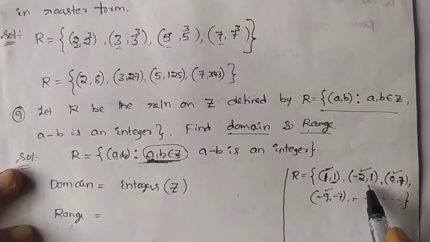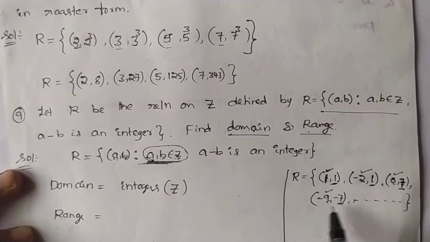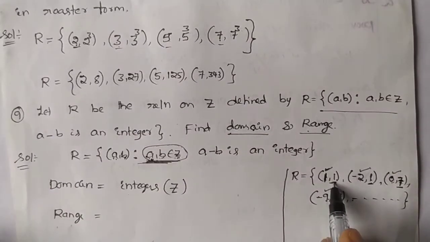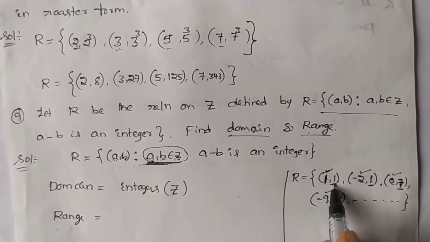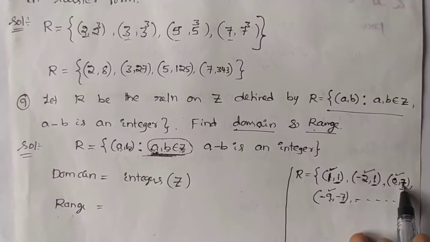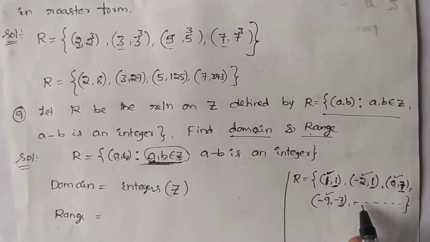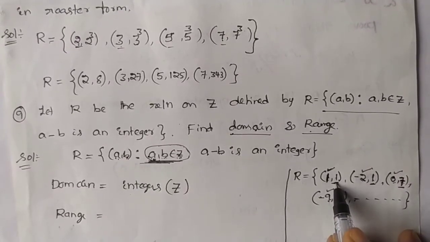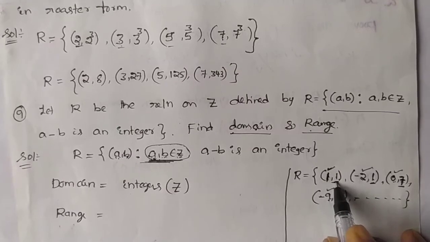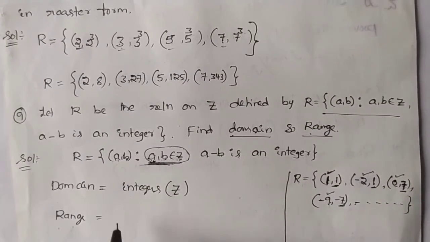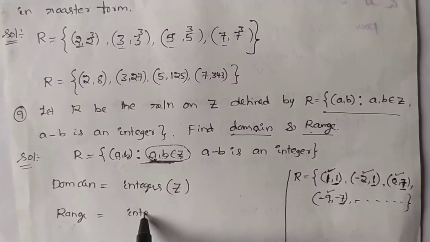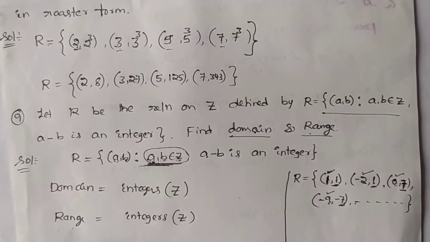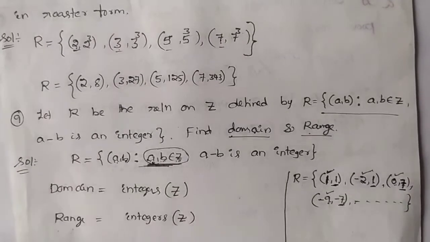The set of all the second elements of the ordered pair in a relation R is called range. 1, 1, 7, minus 7, plus 27, minus 27. All these numbers which come under range, right? What do we call those numbers? Those numbers are also integers. Range is also integers, which is denoted by the capital letter Z, isn't it?